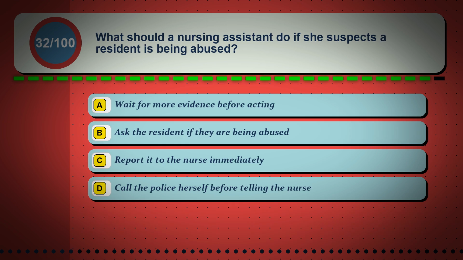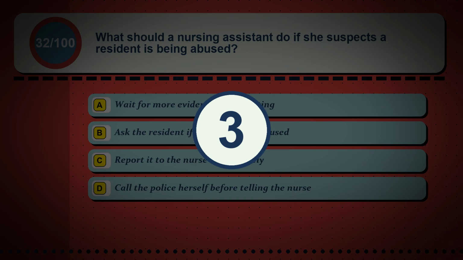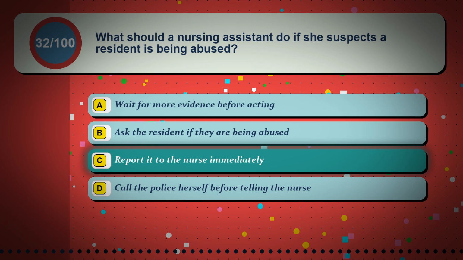Question 32. What should a nursing assistant do if she suspects a resident is being abused? Option A, wait for more evidence before acting. Option B, ask the resident if they are being abused. Option C, report it to the nurse immediately. Option D, call the police herself before telling the nurse. The correct answer is option C, report it to the nurse immediately.